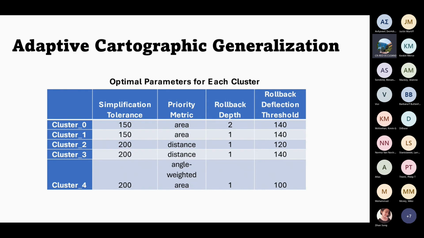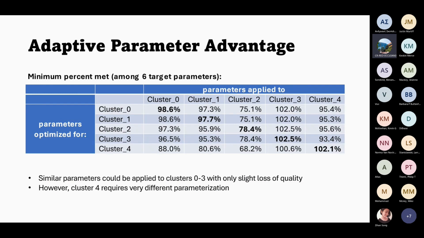What we then did is we took the optimal parameters, for example, for cluster 0, and then we applied them to clusters 1, 2, 3, 4 to see what would happen if we used the wrong set of parameters, right? And so we developed a 5x5 matrix, and we measured the percent of a particular target achieved. We basically chose the worst target metric and what percent of our target did we achieve. But you can see along the diagonal, we achieved almost 100% for 4 out of the 5 clusters.